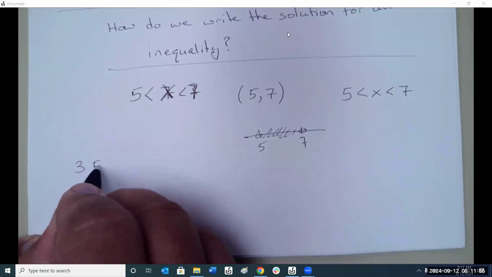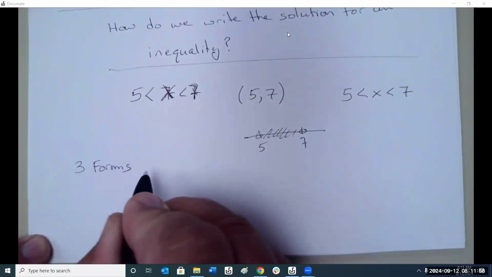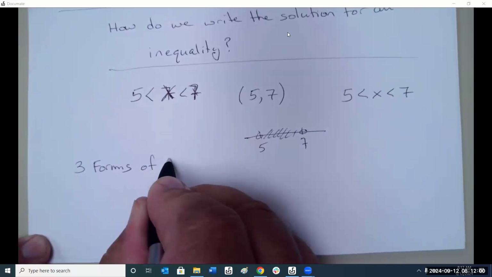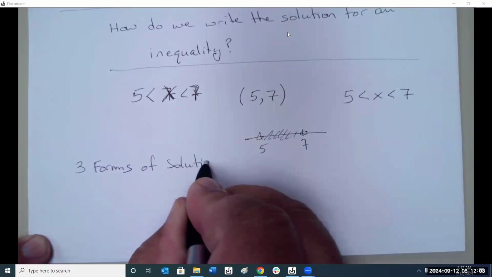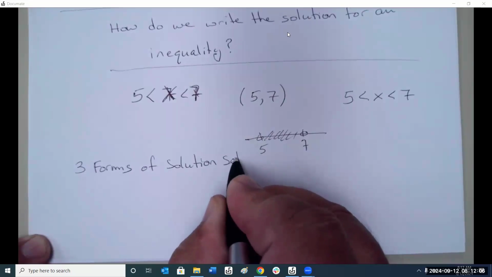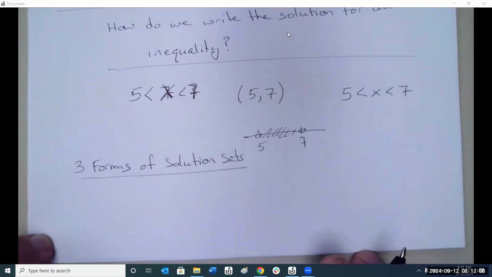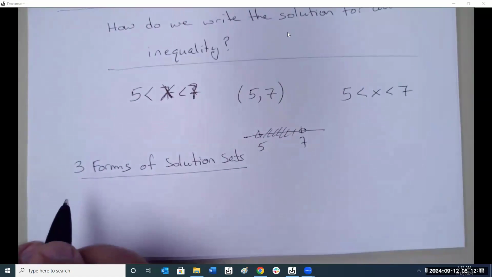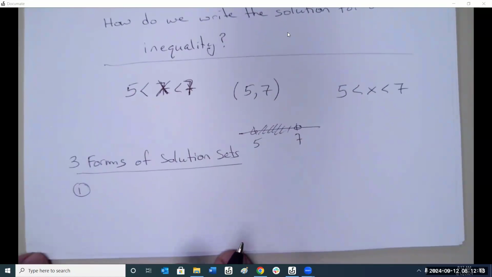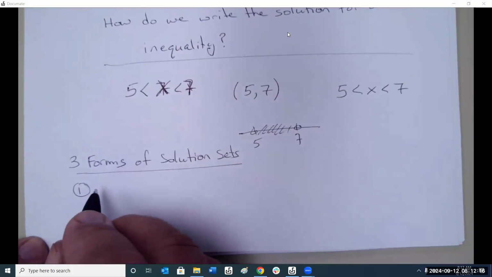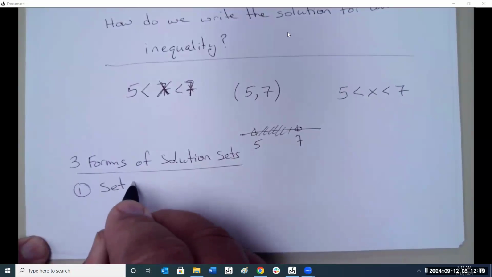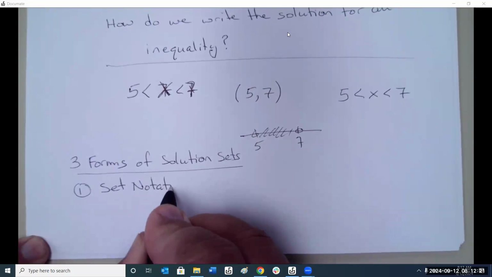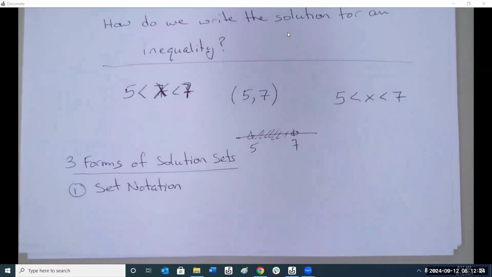Which means we have 3 forms of our solution sets. One is called set notation. What is the set of numbers that satisfies this statement?